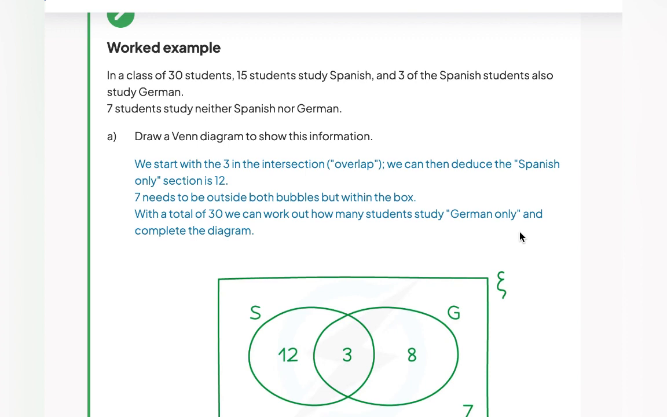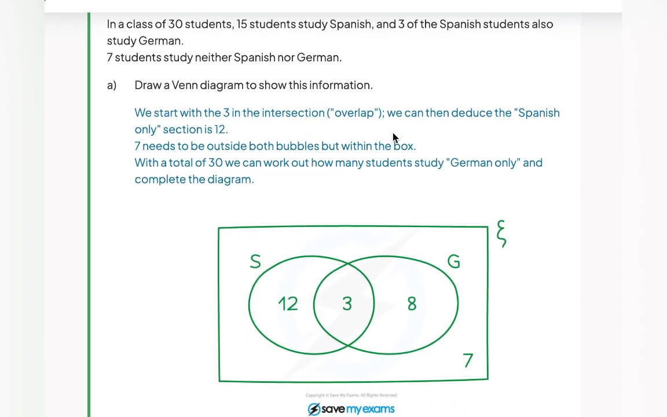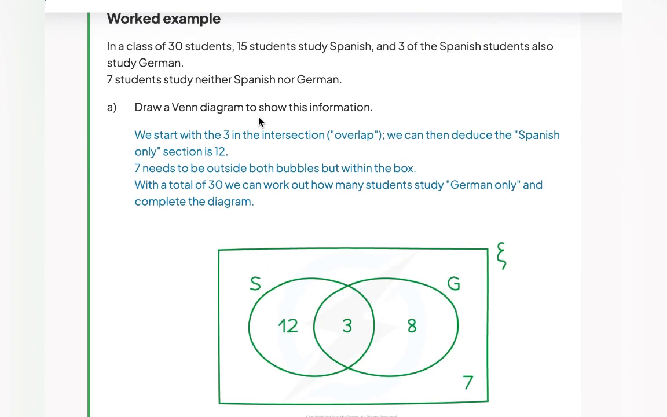Now let's take a look at this question. In a class of 30 students, we already know that the universal set is 30. So if I'm going to draw the Venn diagram, I'm going to have my universal set to be 30. 15 students study Spanish, and 3 of the Spanish students also study German. So they've told you those who do both. The overlap is 3 in this question. Now it says 7 students study neither Spanish nor German. Draw the Venn diagram to show the information.